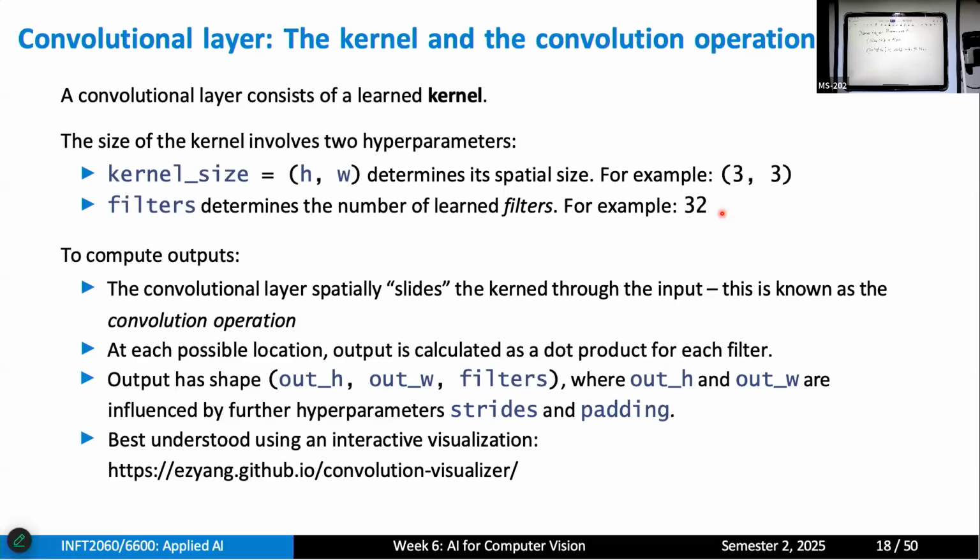Okay, so to compute the output, the convolutional layer slides the kernel spatially through the inputs, which is known as the convolutional operation. For each possible location, the output is calculated as a dot product for each filter. So how do we map a 3 by 3 with the dot product, okay? The output has a shape of output height, output width, and number of filters, where the output height and output width are influenced by the hyperparameters stride and padding. Okay, you can have a better understanding by interacting with this visualization. I want to show you this, but I don't have much time.